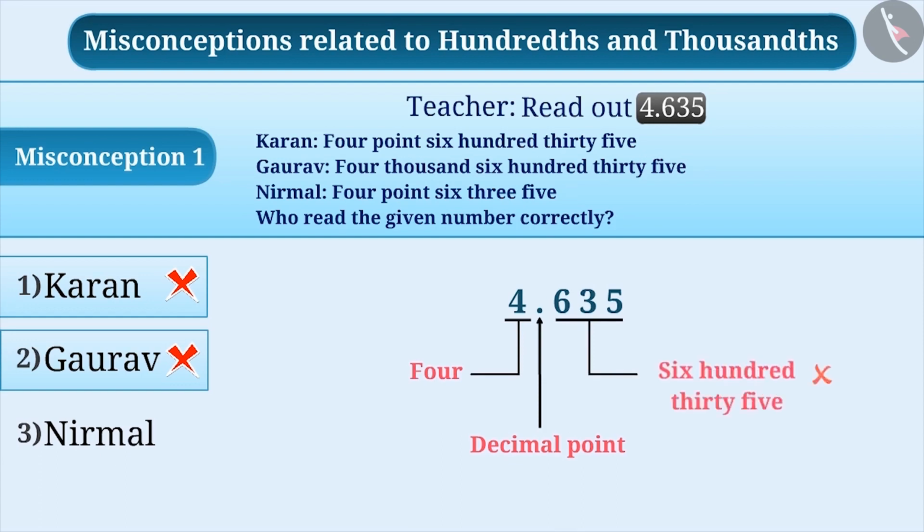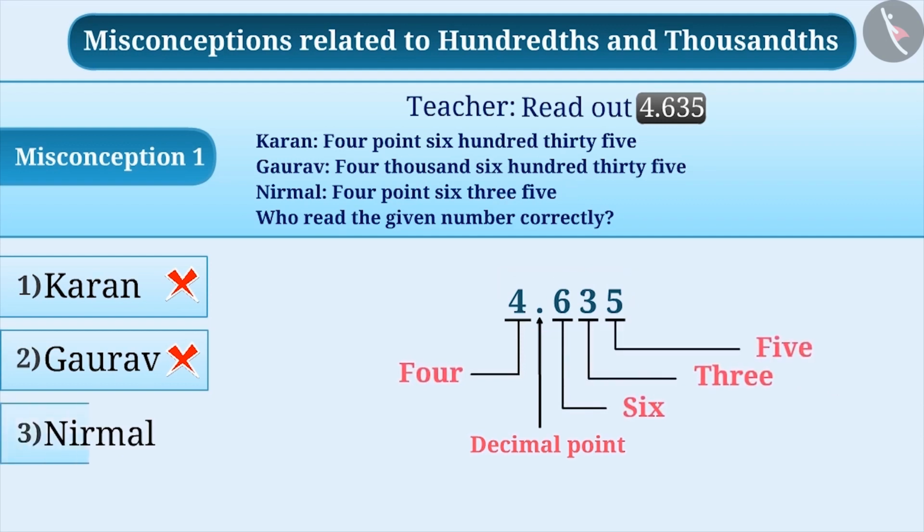We only read the digits after the decimal point. Therefore, the given number is read as 4.635. Thus, Nirmal has read it correctly.